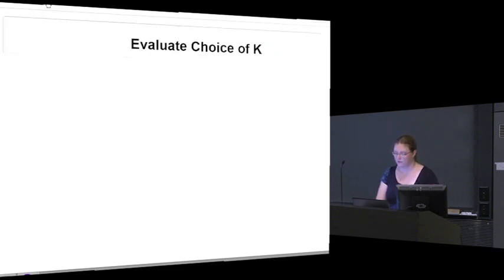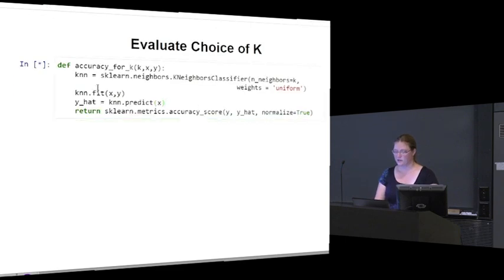So, evaluating the choice of k, I have a function here that now computes the accuracy for a given k. So I have my KNearest Neighbor classifier, and here you can see I have the parameter k up here, and I give it to that classifier, and then I fit the data that this function was given, do the prediction, and then return the accuracy score. So this is a simple function that just gives me an accuracy score for a given k, x, and y.